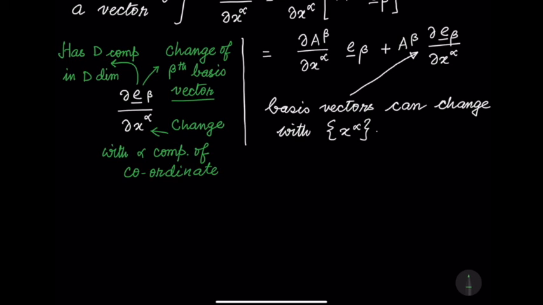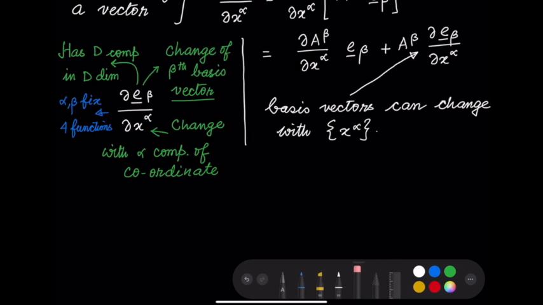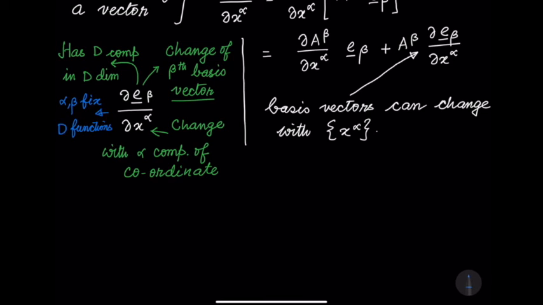So we have 4 such alpha, beta. If we fix these, these are 4 functions, one for each component of E. And I said 4, but because we wrote D just above, these are D functions in that sense. D equals 4, obviously, if you're talking about space-time.